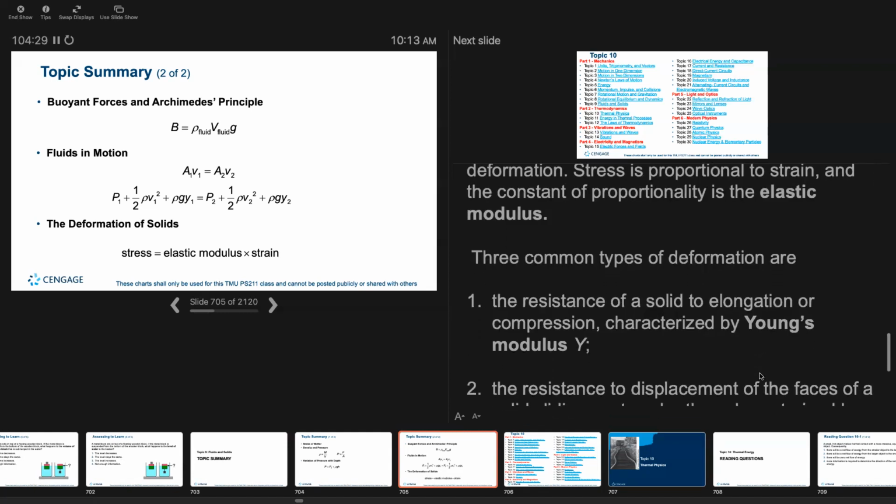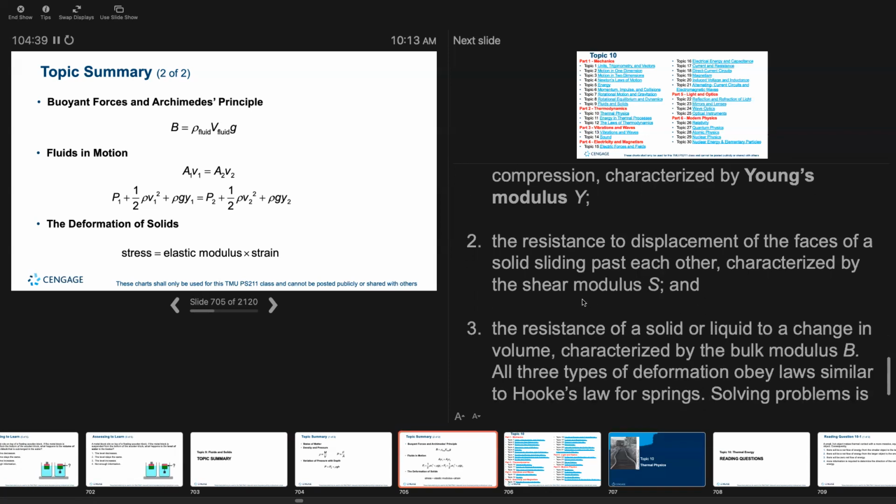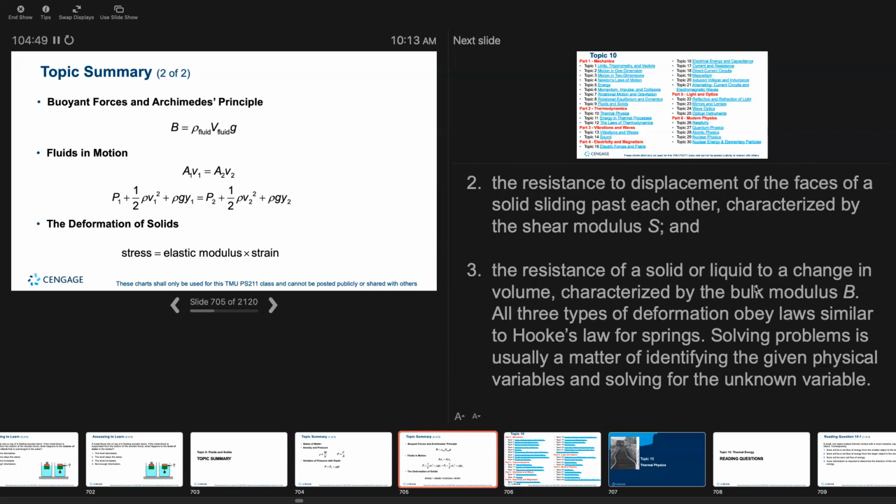There are three types of deformation. The first, the resistance of a solid to elongation or compression, is characterized by Young's modulus Y. Second, the resistance to displacement of the faces of a solid sliding past each other is characterized by the shear modulus S. And three, the resistance of a solid or liquid to a change in volume is characterized by the bulk modulus B. All three types of deformation obey laws similar to Hooke's law for springs. Solving problems is usually a matter of identifying the given physical variables and solving for the unknown variables.